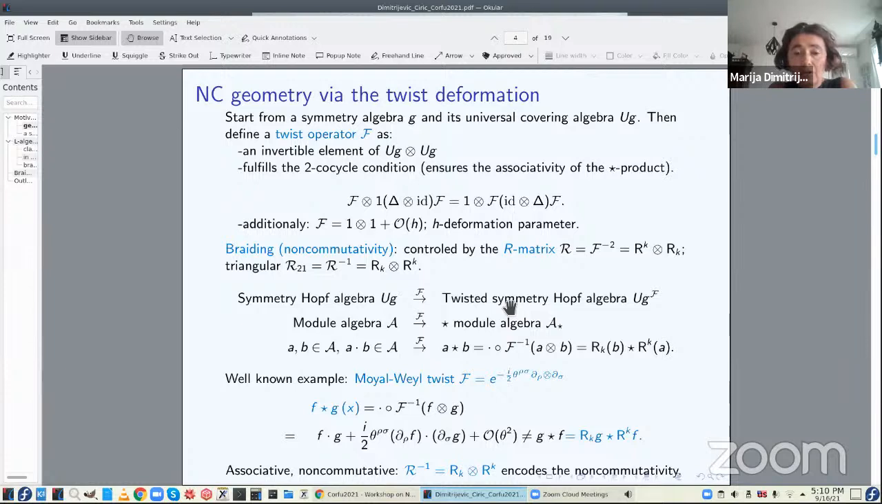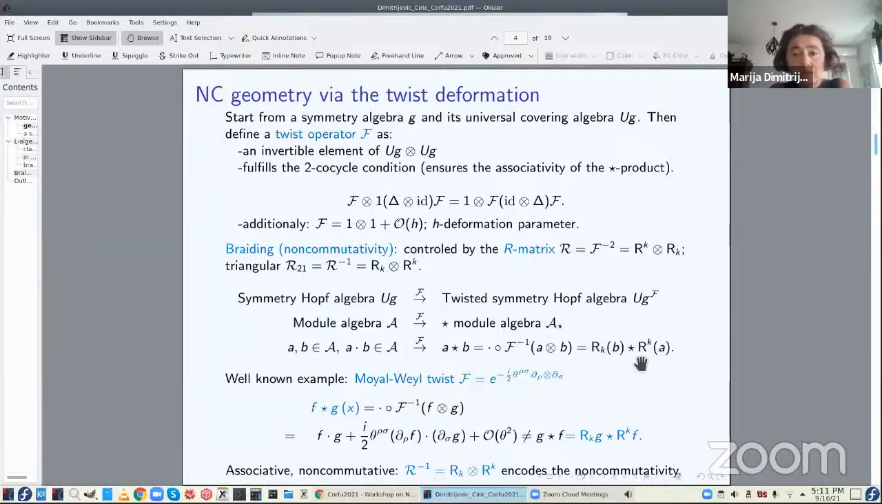The module algebras that your symmetry algebra acts on, like functions, differential forms, fields, whatever, they get deformed to star module algebras consistently, in such a way that whenever we have objects that live in A, which is a module algebra, there is the usual product in this module algebra. We apply the twist and we define the star product of these two elements. The star product is defined by precomposing the usual product with the inverse of the twist. And then this star product is not commutative. The non-commutativity is encoded essentially by the inverse of the R matrix. So A star B is no longer B star A, but there is an R matrix appearing here.